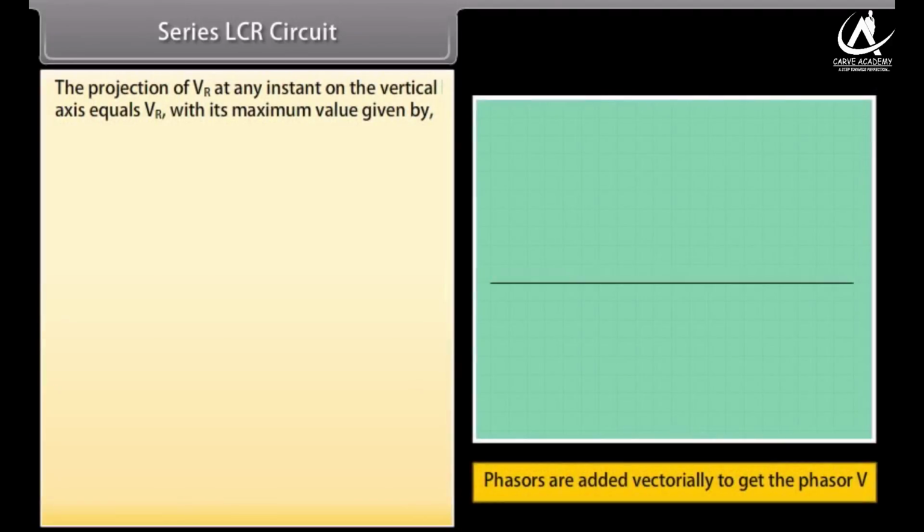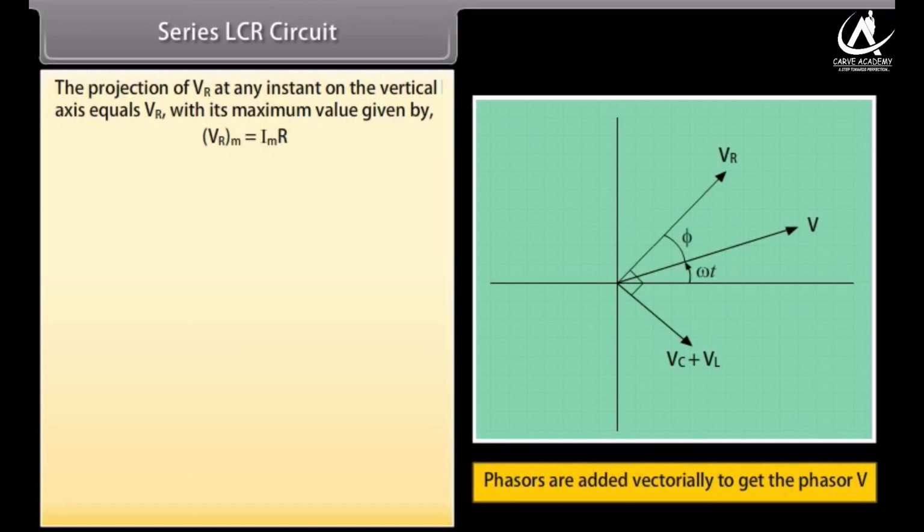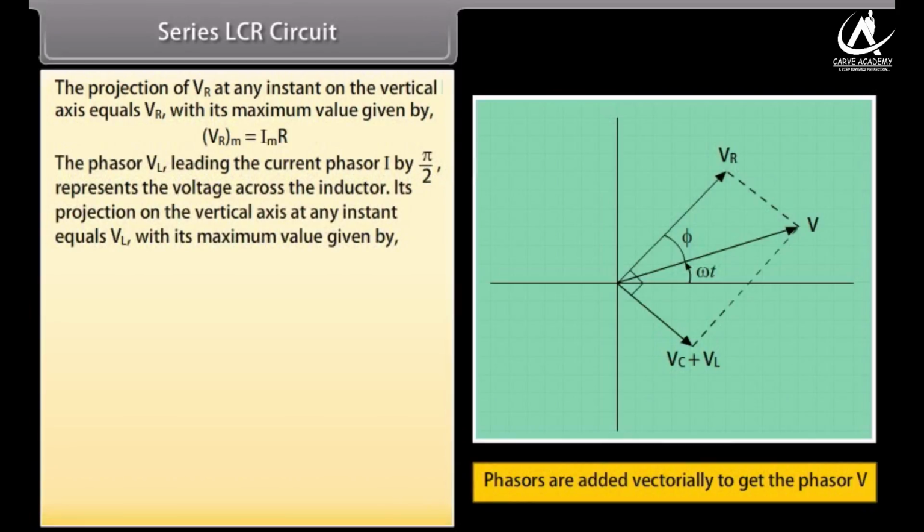The projection of VR at any instant on the vertical axis equals VR, with its maximum value given by the product of Im and R. The phasor VL leading the current phasor I by pi by 2 represents the voltage across the inductor. Its projection on the vertical axis at any instant equals VL, with its maximum value given by the product of Im and XL.